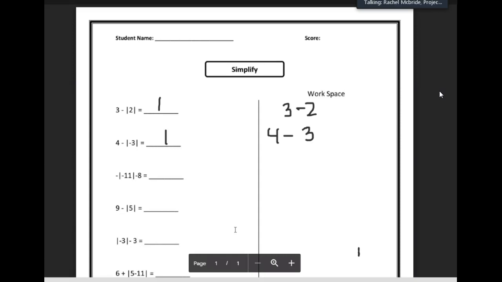The negative outside the absolute values will remain. So that's negative. Absolute value of negative 11 is 11, minus 8. And negative 11 minus 8 is negative 19.